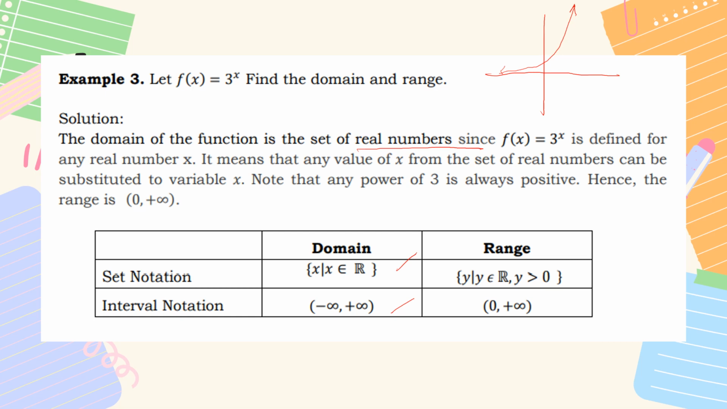So, dahil lahat naman, any power of 3 is always positive, so there is no point that the given value of y will go intersect the 0 or go to the negative value of y. So, it will just approach the x-axis but never touches it. So, the lowest value of y is 0. So, the range is all real numbers and y is greater than 0. So, in interval notation, 0 up to positive infinity.